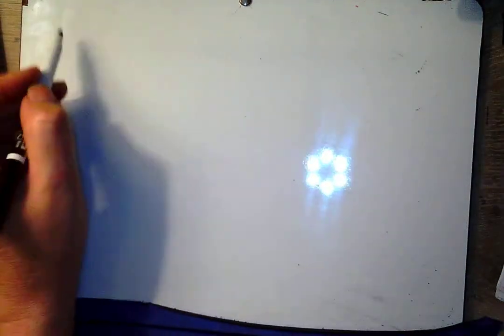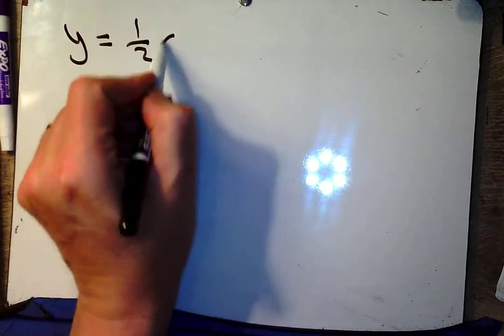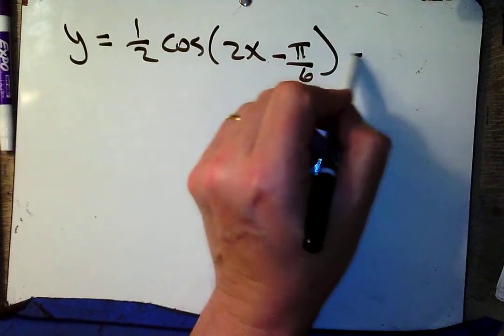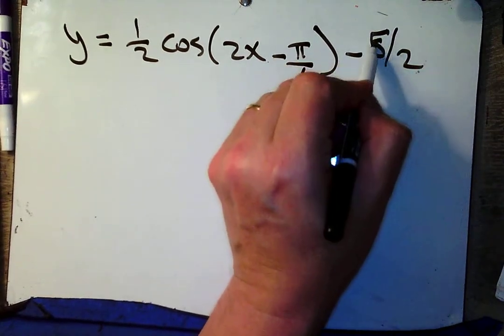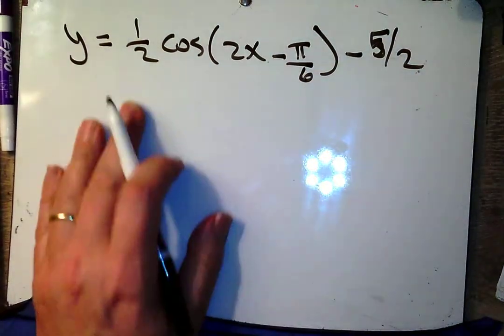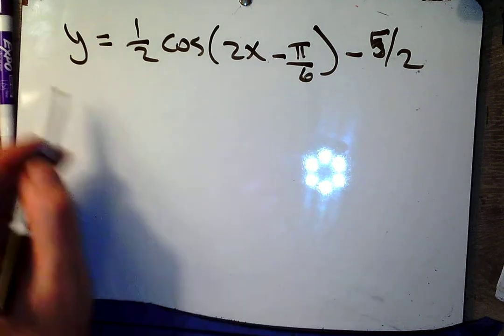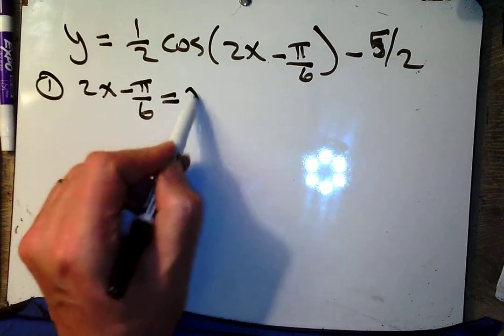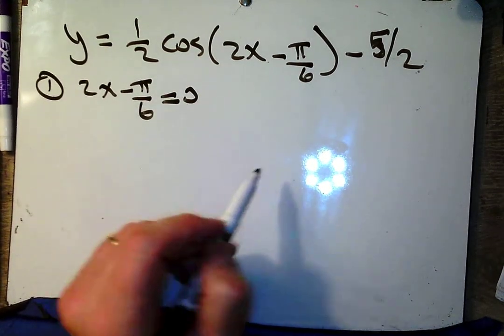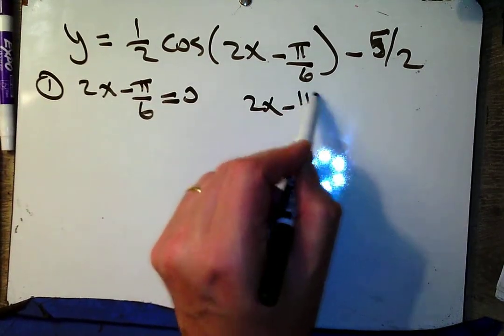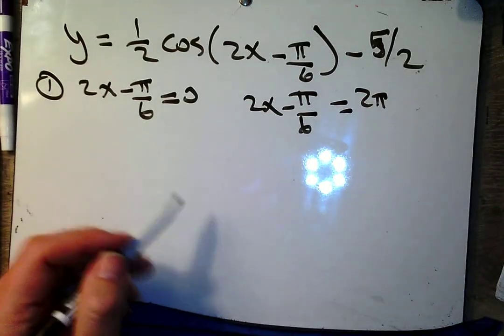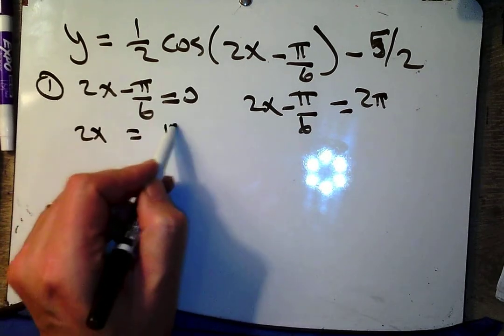Okay, 3 more. Y equals 1/2 cosine 2x minus pi over 6 minus 5/2. All right, so what am I supposed to do? Step 1, I'm going to set 2x minus pi over 6 equal to 0. And what else for one period? Good. 2x minus pi over 6 equals 2 pi. So now solve those equations. 2x equals pi over 6.